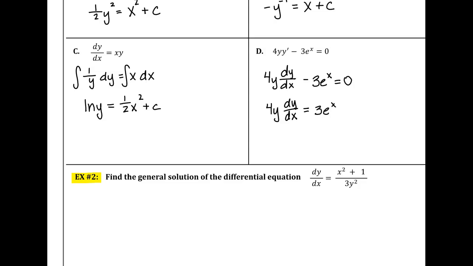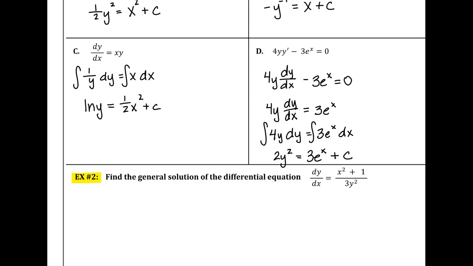And then she said go ahead and multiply over the dx. Brilliant. Now I'm able to integrate both sides. You guys can pause this video at any time, of course, if I'm going a little too fast. The antiderivative of 4y is 2y squared. And the antiderivative of 3e to the x is just 3e to the x plus c.